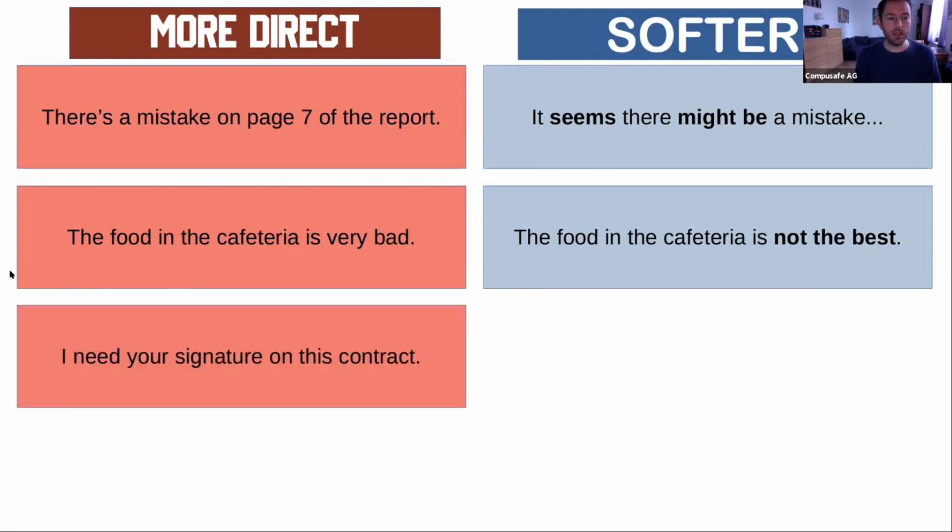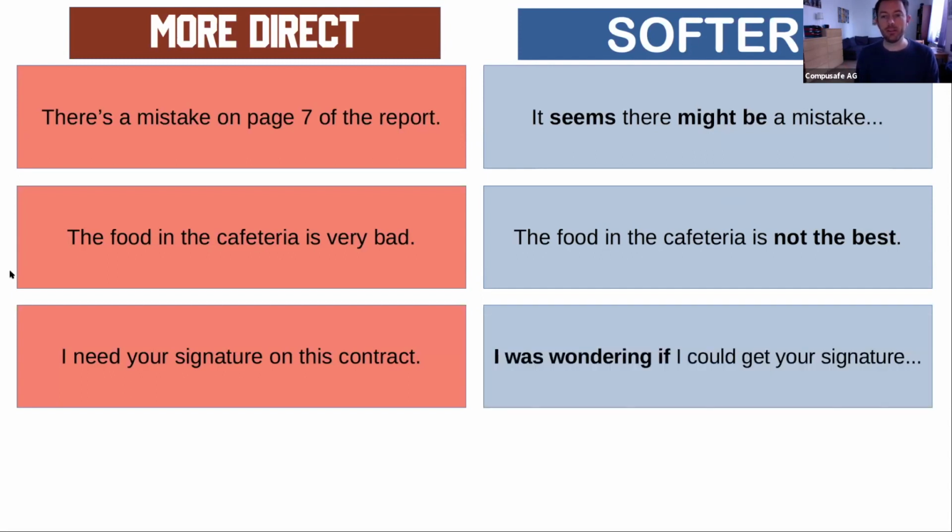All right. Now, sometimes you need somebody to do something. So very direct would be to say, I need your signature on this contract. Much, much softer is to use this phrase. I was wondering if I could get your signature on this contract.